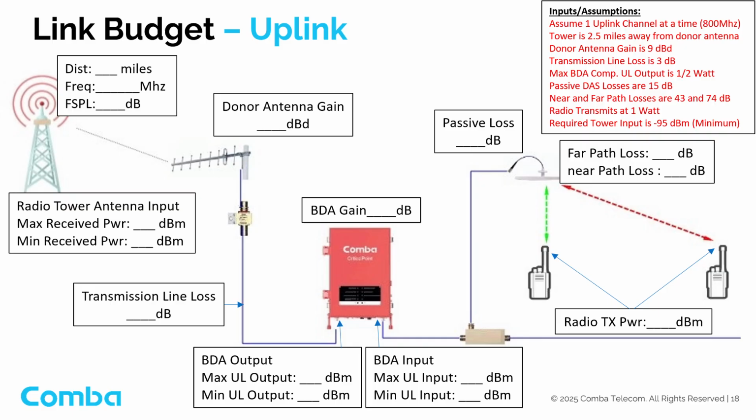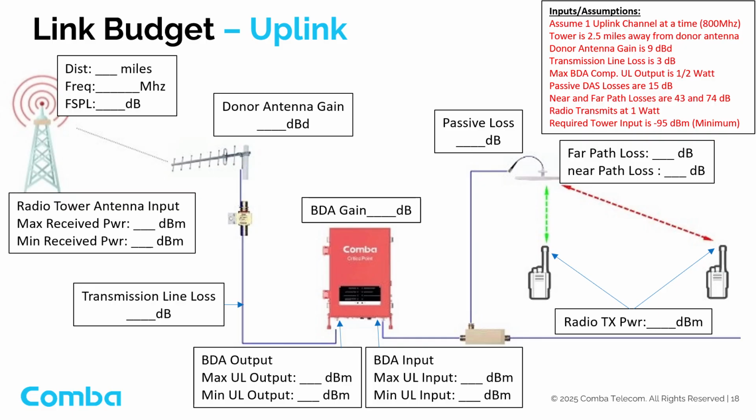To complete a full uplink link budget, the following input parameters are required. The frequency, the free space path loss to the donor site, the donor antenna gain, the cable loss between the BDA and the donor antenna, the BDA maximum uplink composite power, the passive DAS loss, the near and far radio path losses, the portable radio transmit power, and the radio tower minimum required received signal strength. For this example, the input parameters are listed in the box at the top right of the screen.